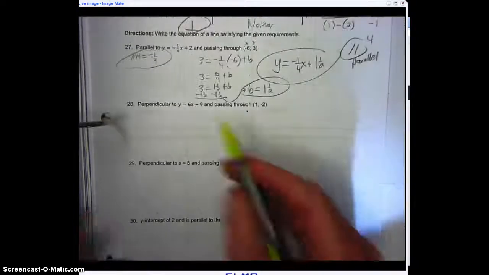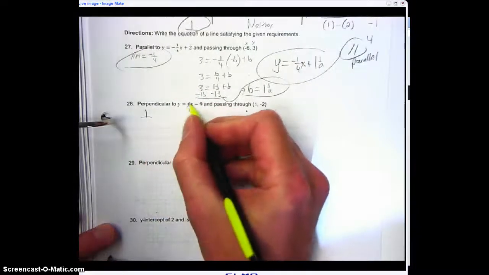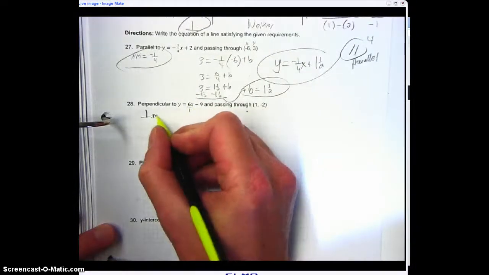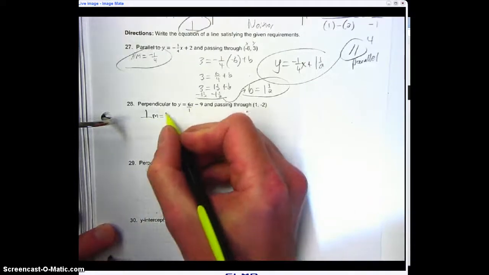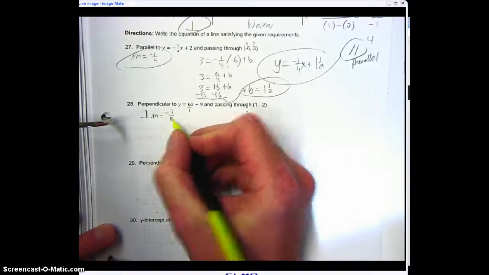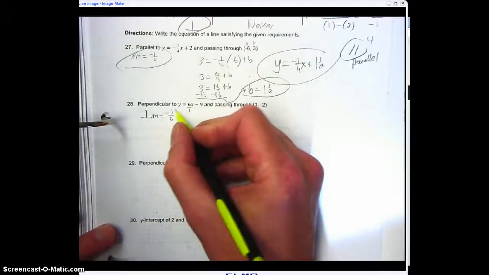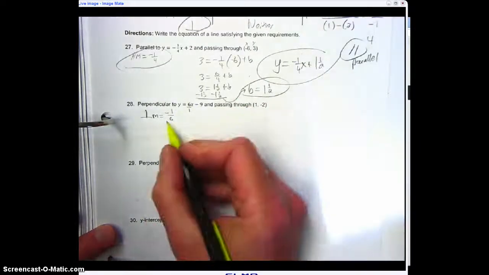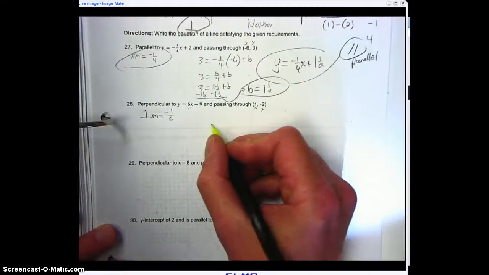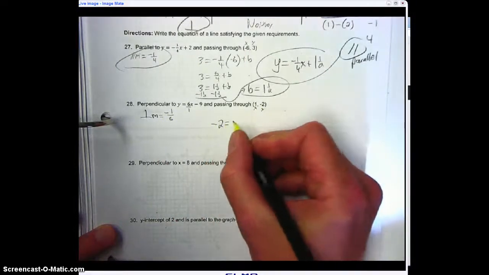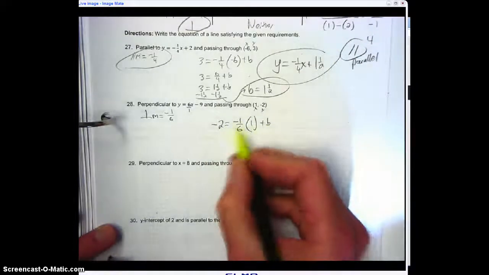Okay, perpendicular to this. A perpendicular slope is the opposite reciprocal. So if this is 6/1, the perpendicular slope is negative 1/6. Same procedure, except you're plugging in this slope this time. Here's x, here's y. So negative 2 equals the new slope times x plus b. You can't get much easier than that.